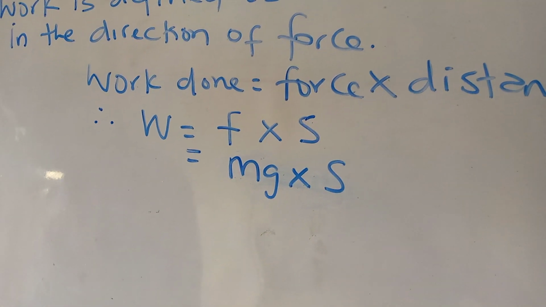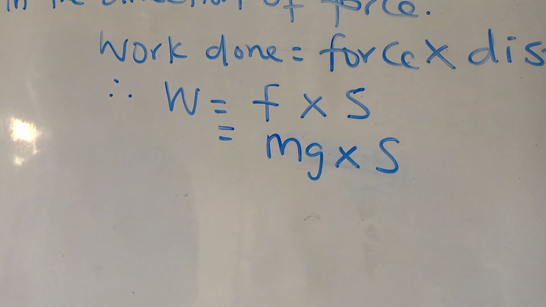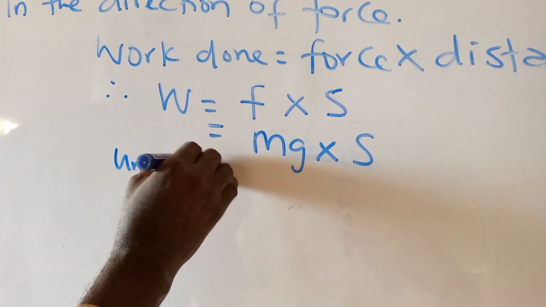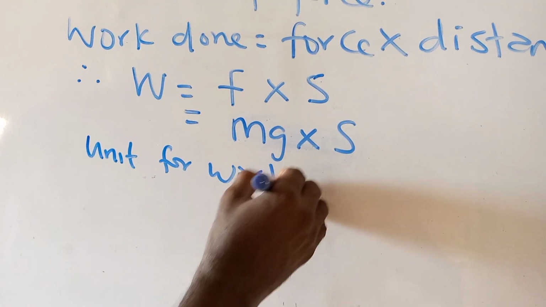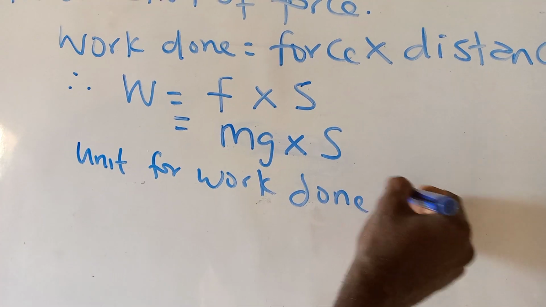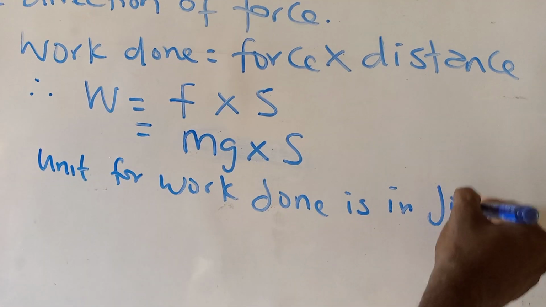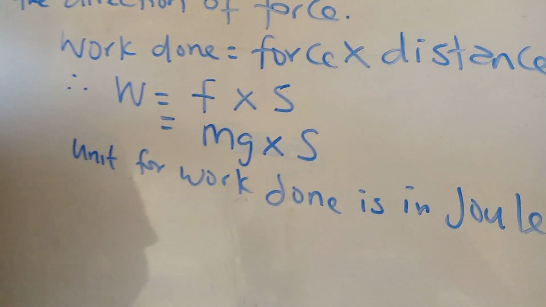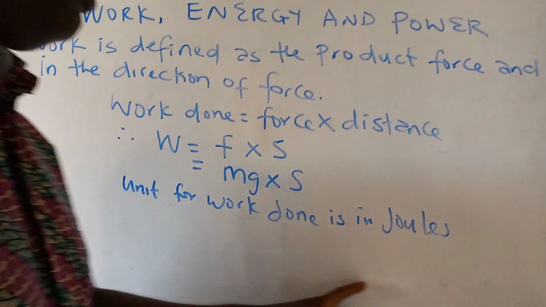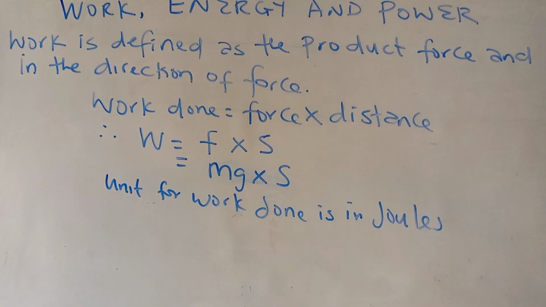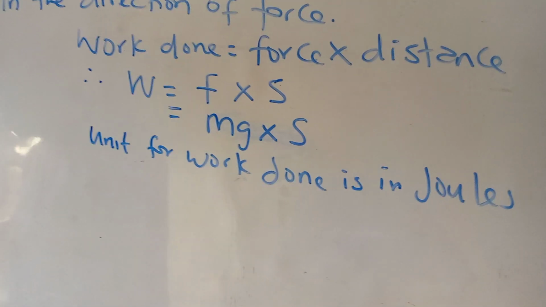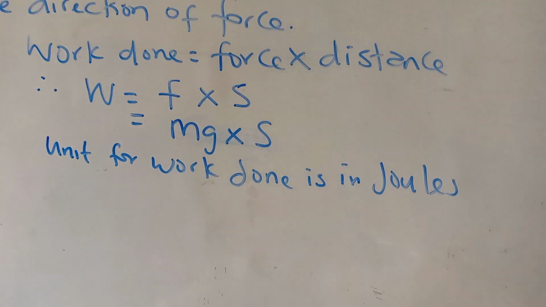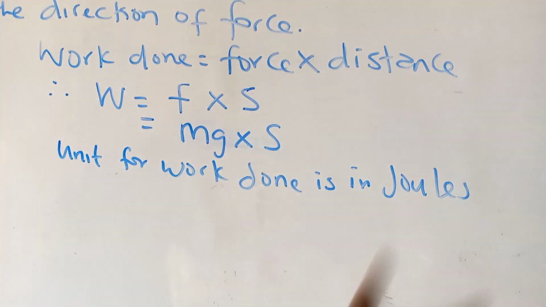What is the unit for work done? The unit for work done is the joule. Any calculation you do in physics that has to do with work is always in joules. Now, another thing I want you to know is that this is work in one direction.